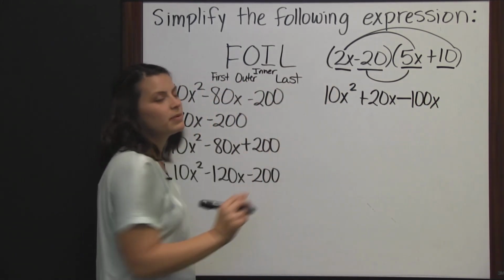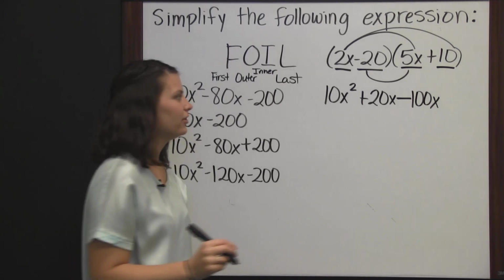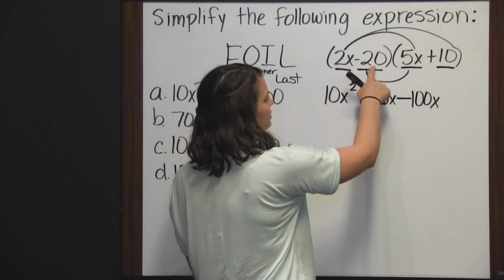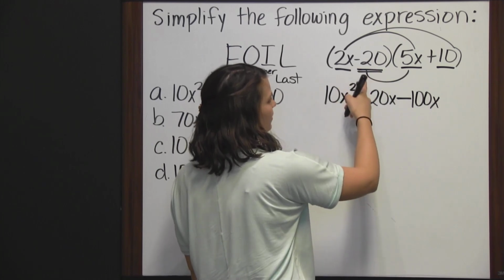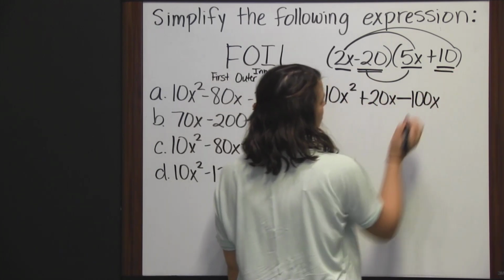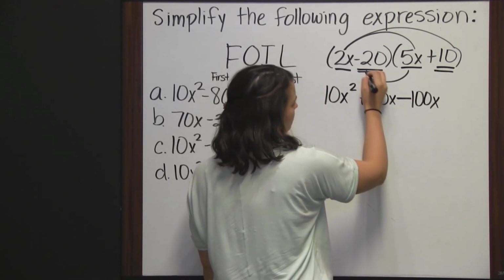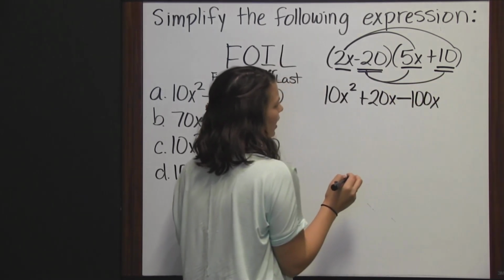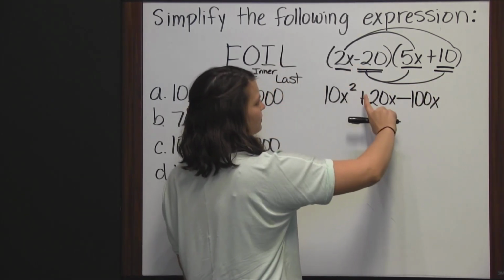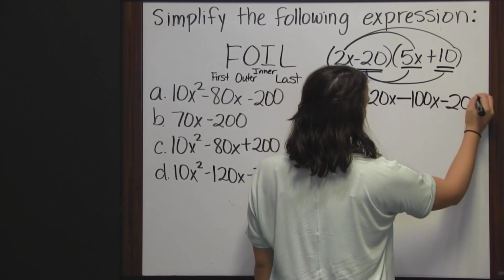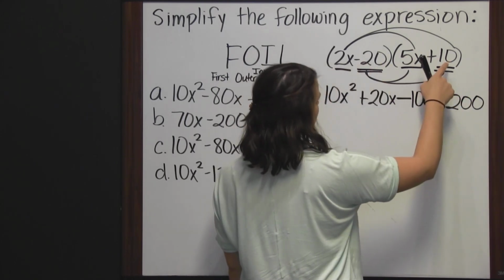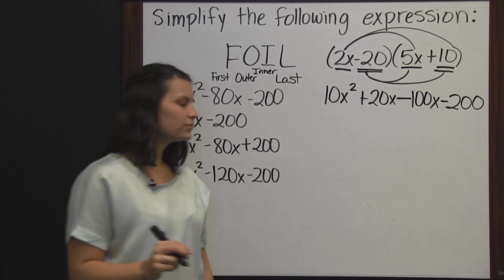Then finally, we multiply the last terms together. So that means the last term in the first binomial times the last term in the second binomial. Last times last. So that's negative 20 times 10, which is negative 200. A negative times a positive is a negative.